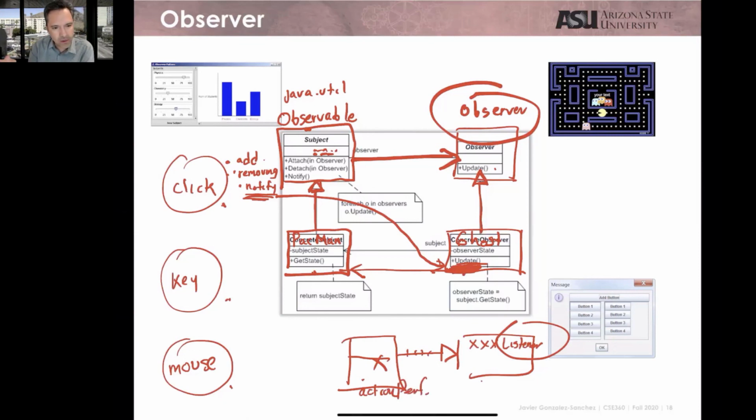Who is calling those methods? Because that method is called every time that a click happens. That method is called every time that the mouse moves. That method is called every single time that a key is pressed. Who is calling the method? A notify method. Where? In another class, the observable one.